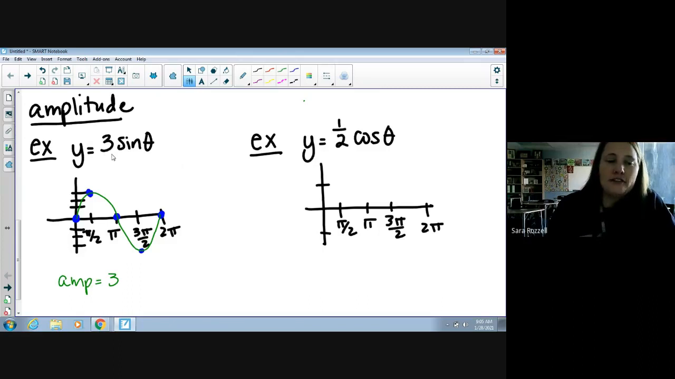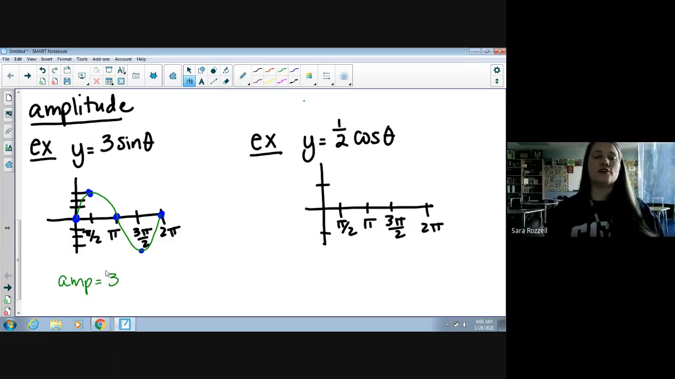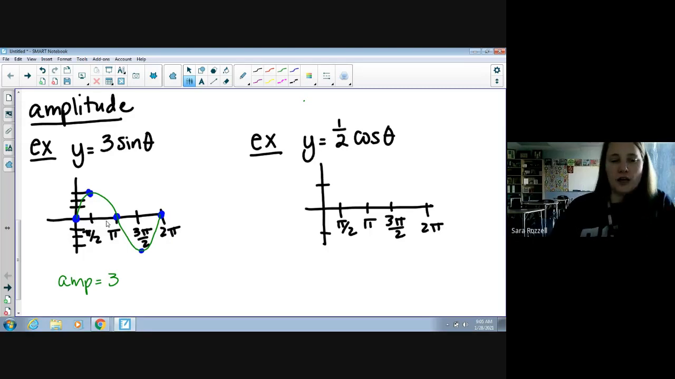If it's multiplied in the front here, that's going to be our change, like a multiply of the y values, which is going to be called our amplitude. So the amplitude is 3. The minimum value, if they ask, would be -3. The maximum would be 3.